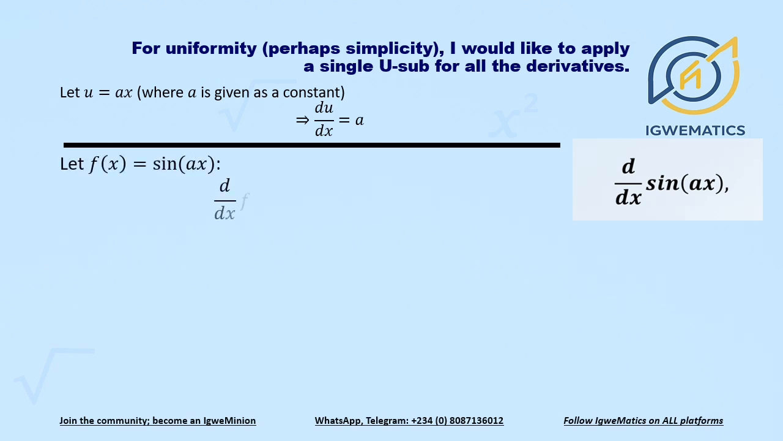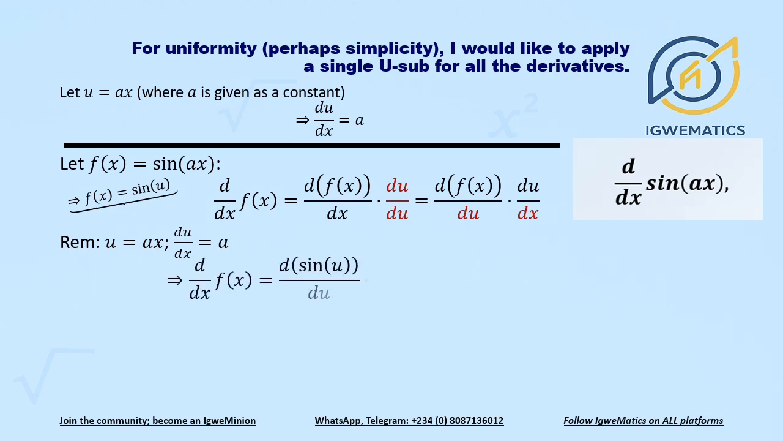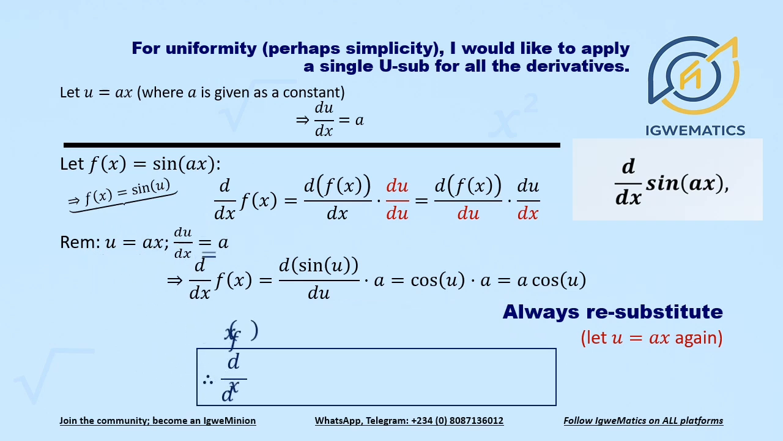For the first part, that is the derivative of sine ax, if we differentiate both sides using chain rule, we will get that the derivative of sine ax is equal to the derivative of sine u with respect to u times du/dx, and du/dx is equal to a, so we have the derivative of sine ax is equal to the derivative of sine u times a, which is simply a cos u. Always remember to substitute your value of u.